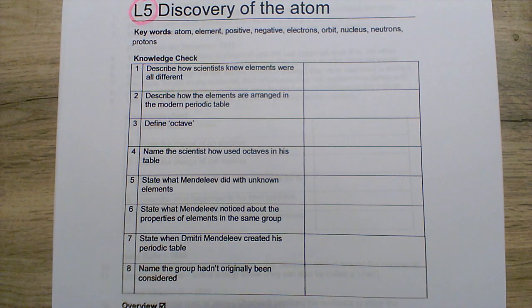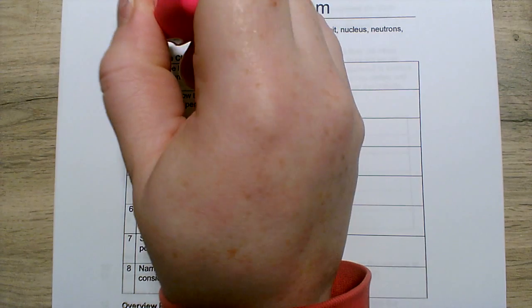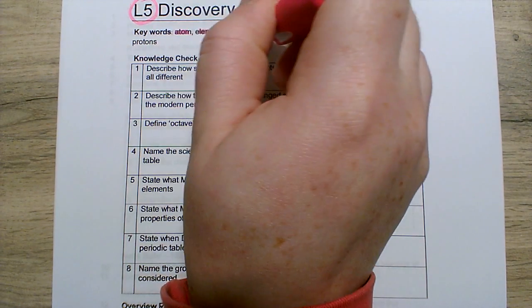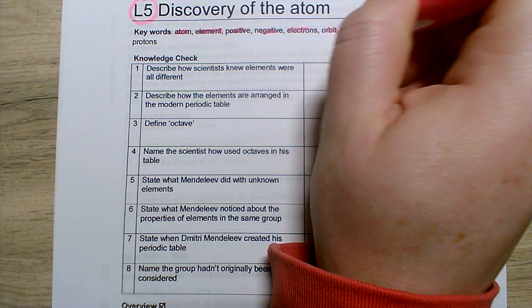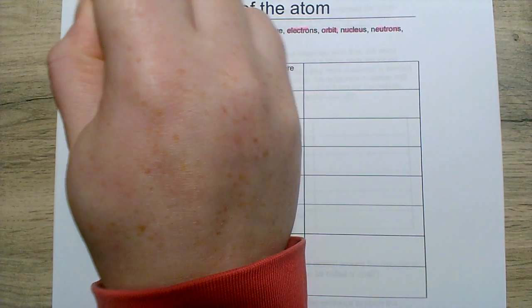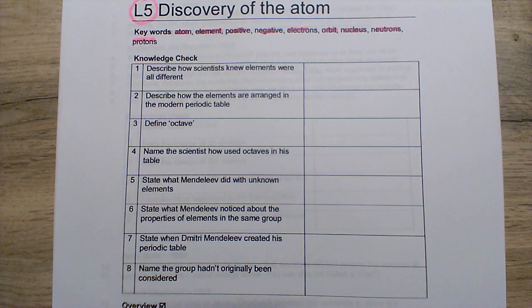Hi everyone, welcome to Lesson 5, Discovery of the Atom. In keeping with our keywords of atom, element, positive, negative, electrons, orbit, nucleus, neutrons and protons. Pause the video now and complete the 8 questions for the knowledge check.